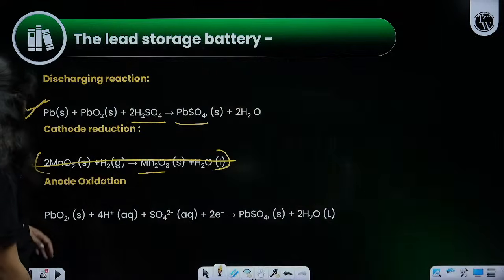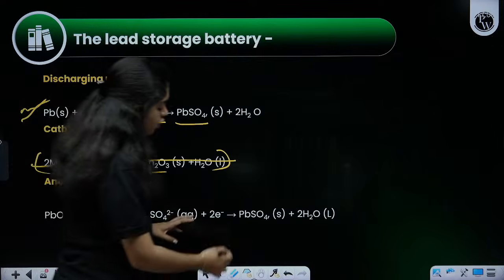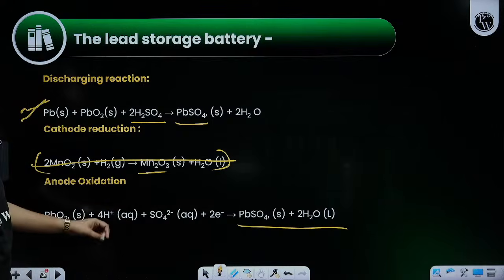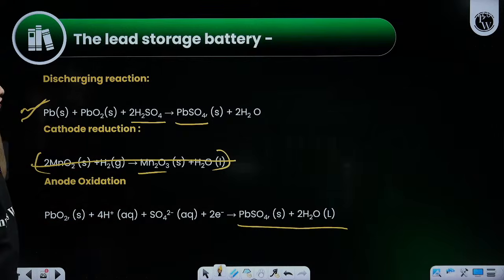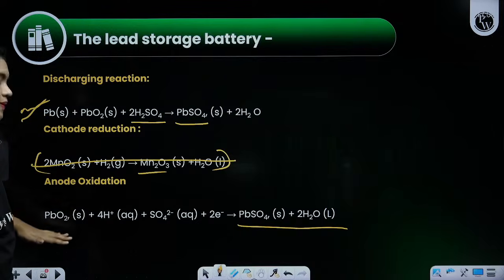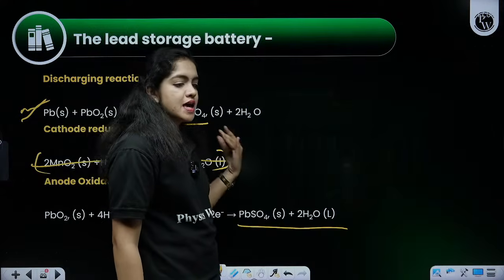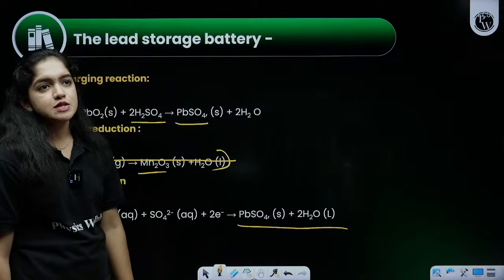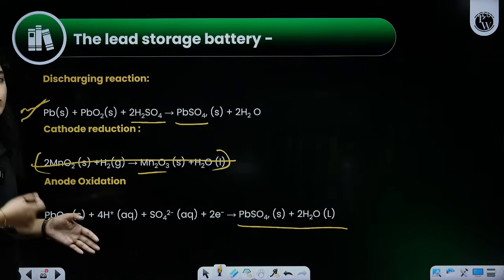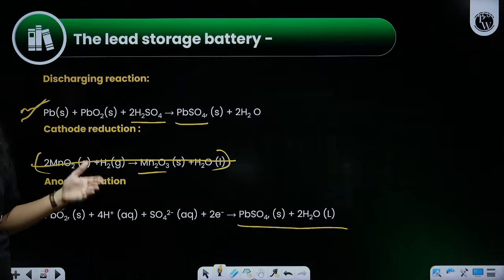So in this reaction, PbO2 plus 4H+ plus SO4 2- plus 2 electrons forms lead sulfate plus water. That is the final equation for the lead storage battery. You should learn the individual anode reaction and cathode reaction, and the final net reaction given by PbO2 plus 4H+ plus SO4 2- gives PbSO4. Clear? So PbSO4 will be the product, and it undergoes a charging-discharging cycle, so we can reuse it by charging. When the charge is over, we can also reuse it by charging.